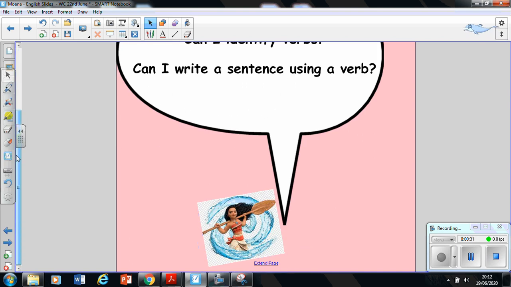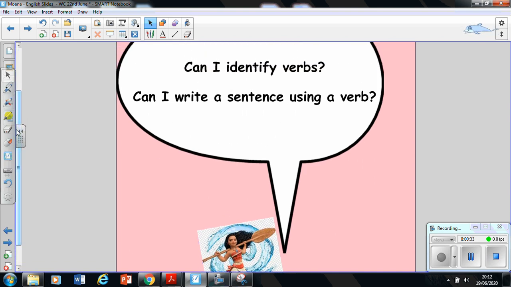Here she is, the lovely Moana. So much to learn from her and her lovely story. So she says, can I identify verbs? Can I write a sentence using a verb?